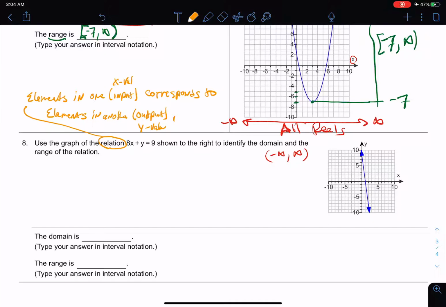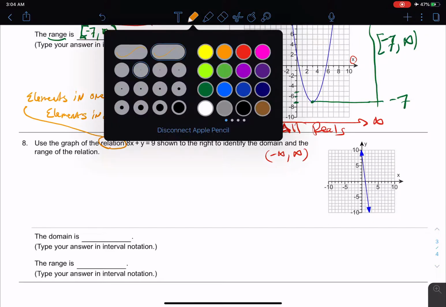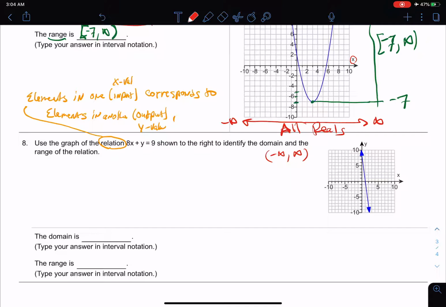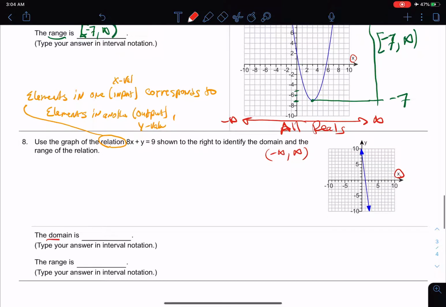Let's take a look at this one and see if we can mentally figure that out again. Remember, the x values would be the domain, so the domain is the set of all x values. Now, does this go forever to the right? Well, this blue line goes down and to the right forever, so eventually it's going forever to the right, which is positive infinity. And it's going up to the left, so eventually it's going forever to the left, so negative infinity. They want interval notation, so we're talking negative infinity to positive infinity. This is all reals.